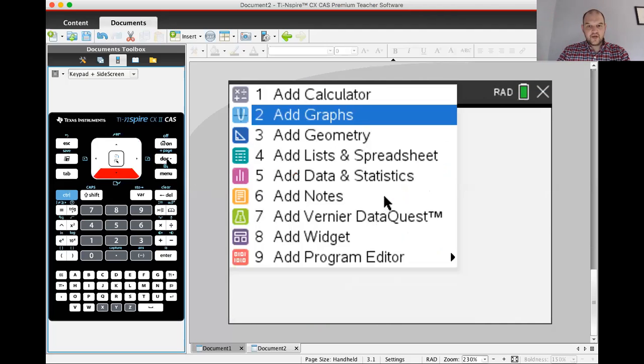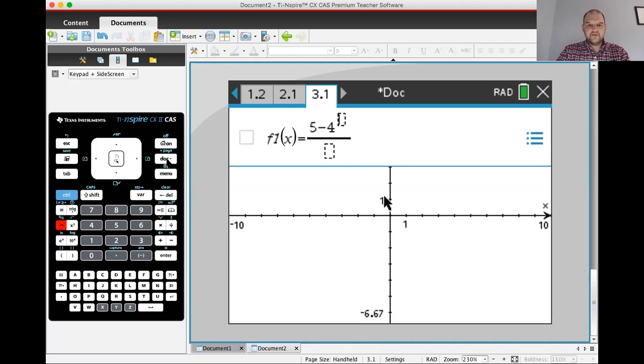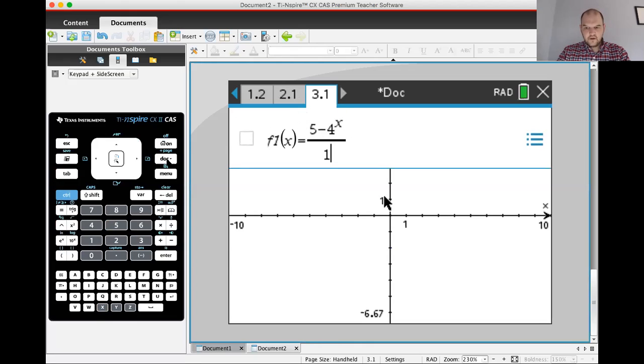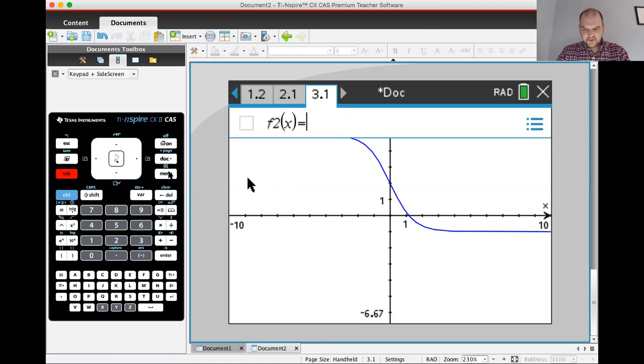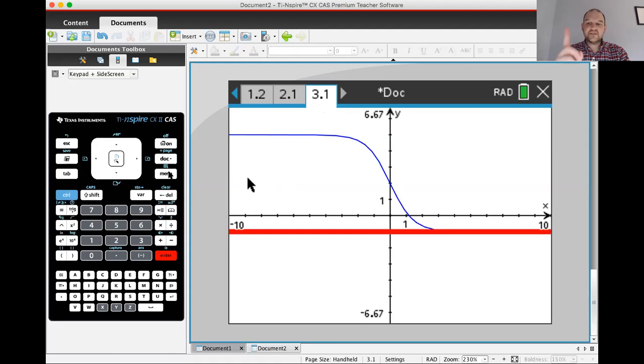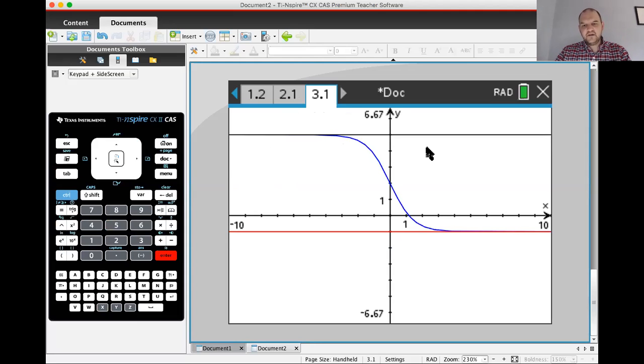And what do I want to do? I want to graph. All right. So I'm going to graph (5 minus 4 to the x) over (1 plus 4 to the x). Okay, it's an interesting graph. I feel like for better sense of things, I should also graph, so hit tab, negative 1, which I knew was the limit as x goes to infinity. And then I'm going to graph 5, which I know is the horizontal asymptote as I go to negative infinity, because I found that. All right, that looks good.